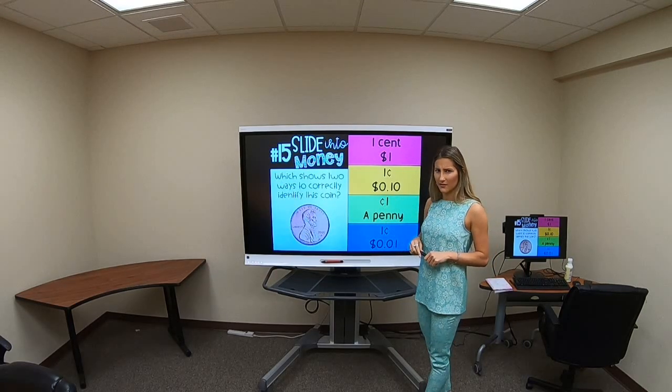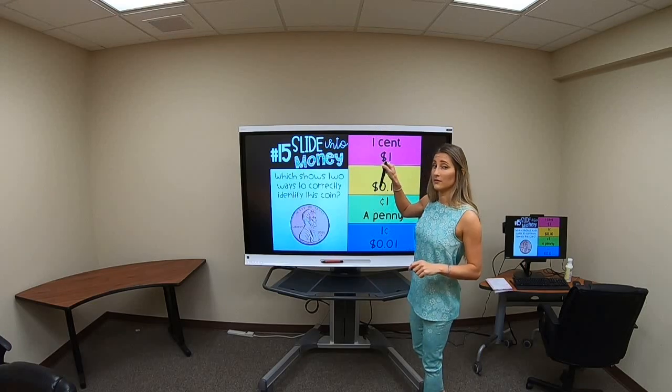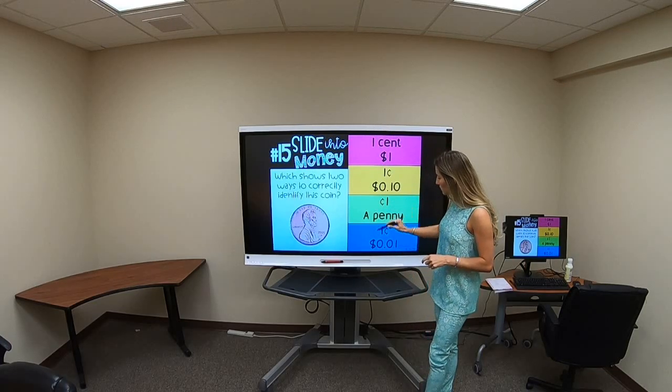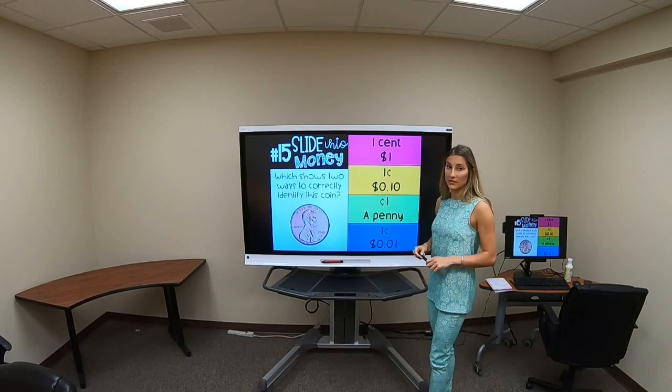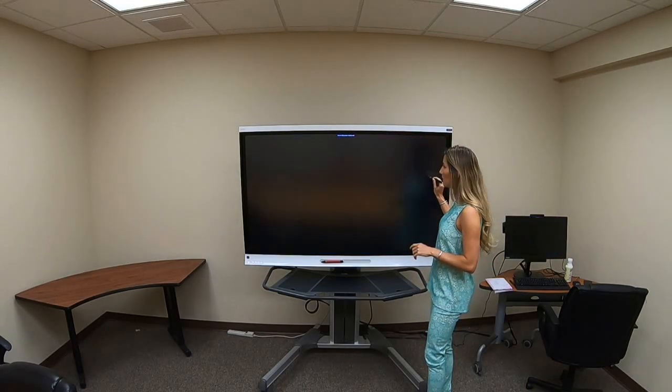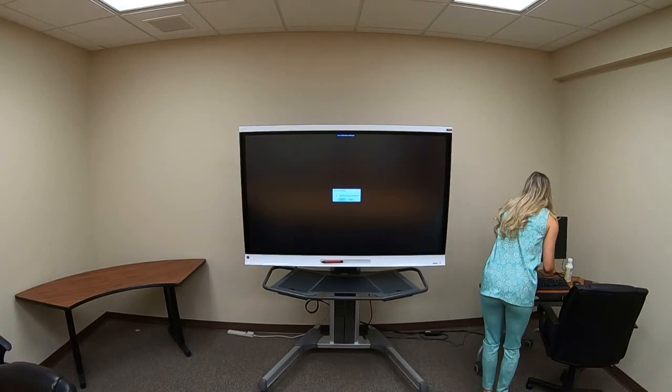A penny, that could be very correct, but what's wrong with that bottom? What's wrong with that cent sign? Awesome, we need it on the right-hand side. We don't need it on the left-hand side. So we're left with our blue one. 1 cent is written correctly, and that bottom 1 cent is written correctly. Awesome job. Okay, so let's go into our next one.